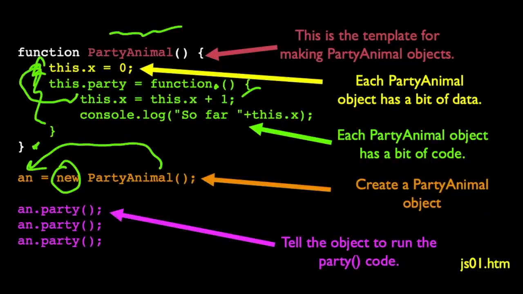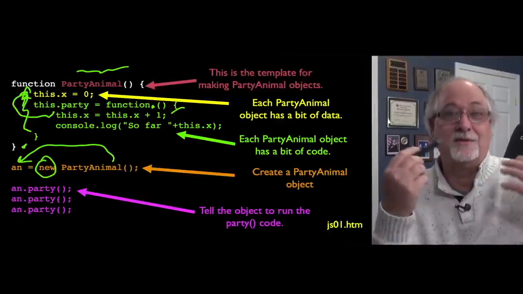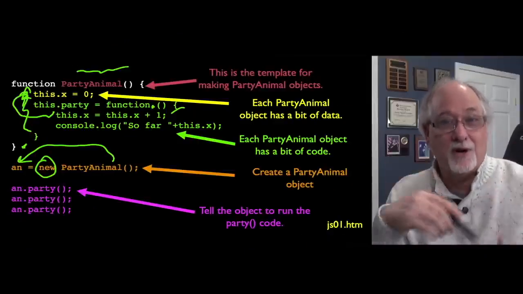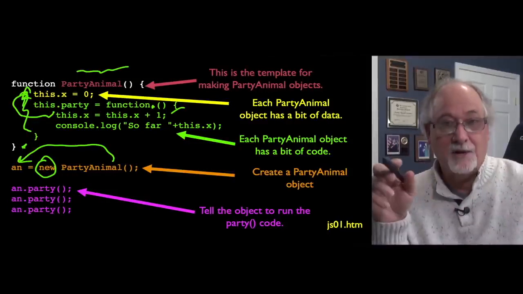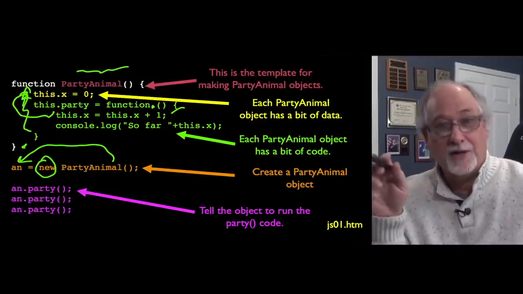And now I have an object, and it's got an x in it, and it's got a party in it. Then an is where I store that object. So an is my first instance of a PartyAnimal object. But now I can talk to an.party and call it again and again.